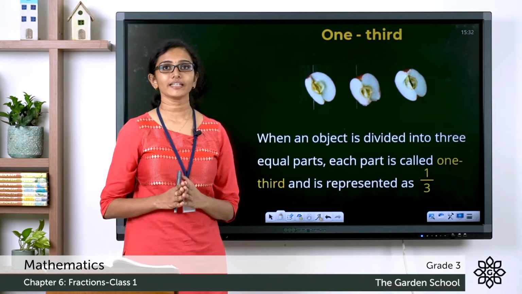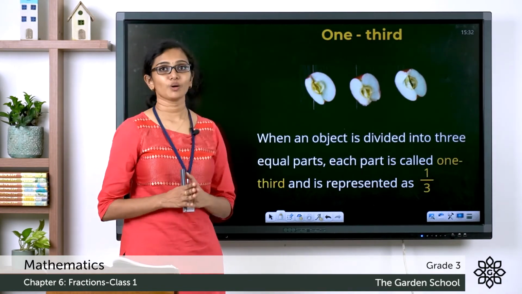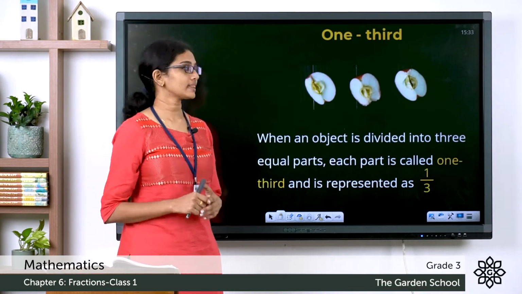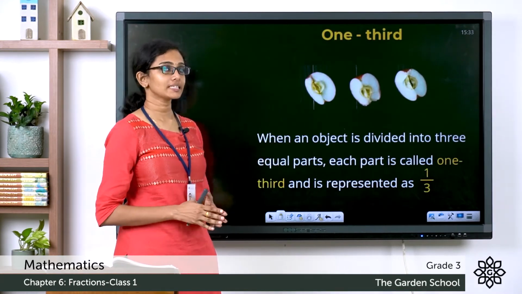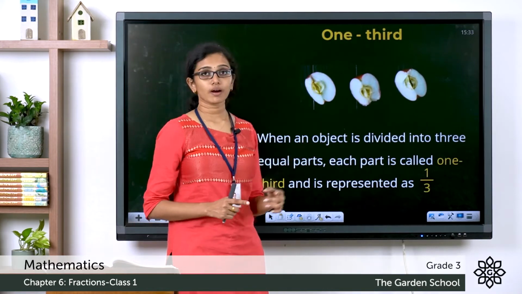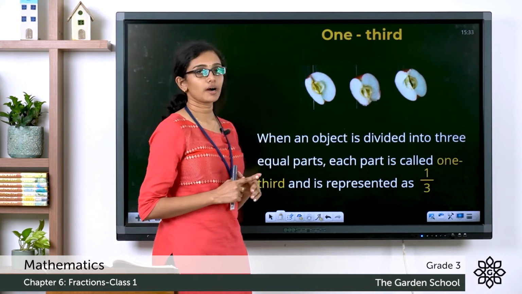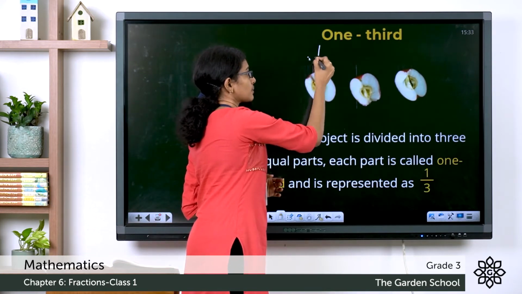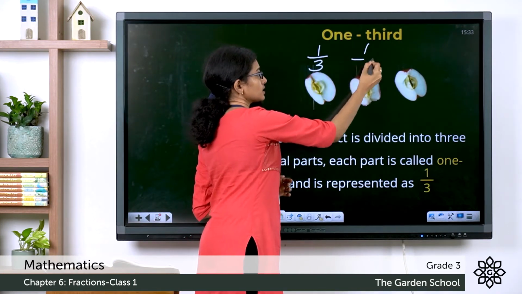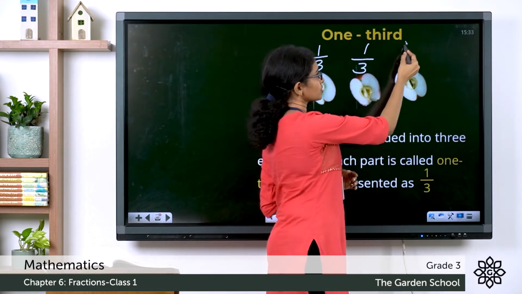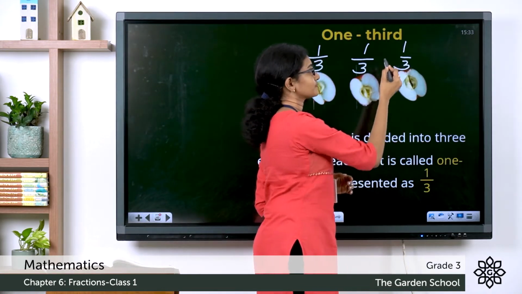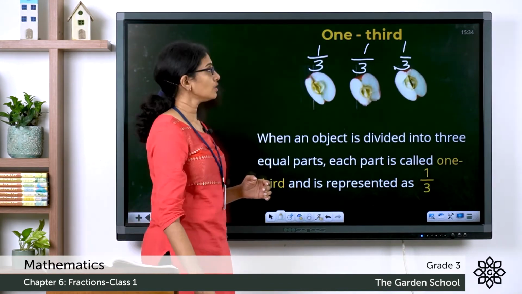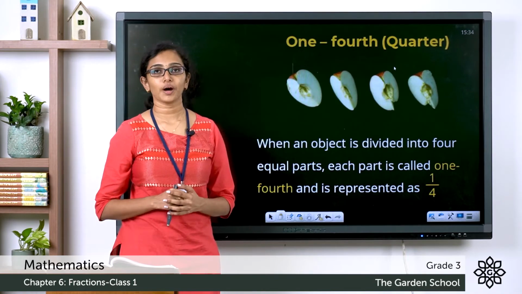Clear? 1/3. See, when an object is divided into 3 equal parts, each part is called 1/3 and is represented by 1 by 3. Here the apple is divided into 3 equal parts and each part is equal to 1/3 of the apple, and that would be represented as 1 by 3, this is 1 by 3 and this is also 1 by 3. That is one part out of total 3 parts. Clear? Now the next, 1/4 or quarter.